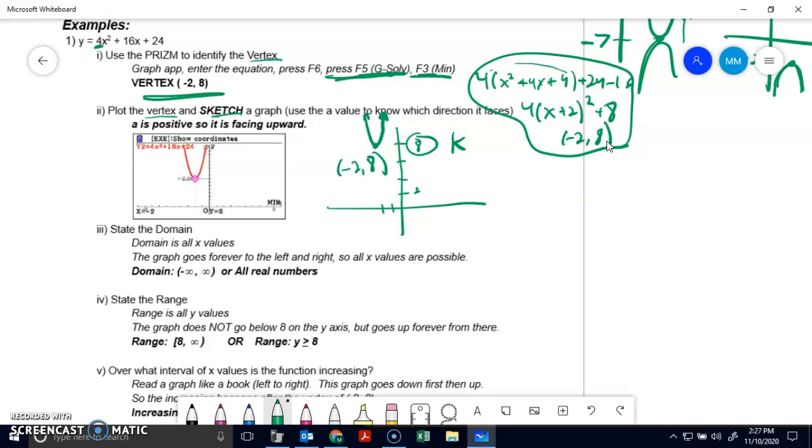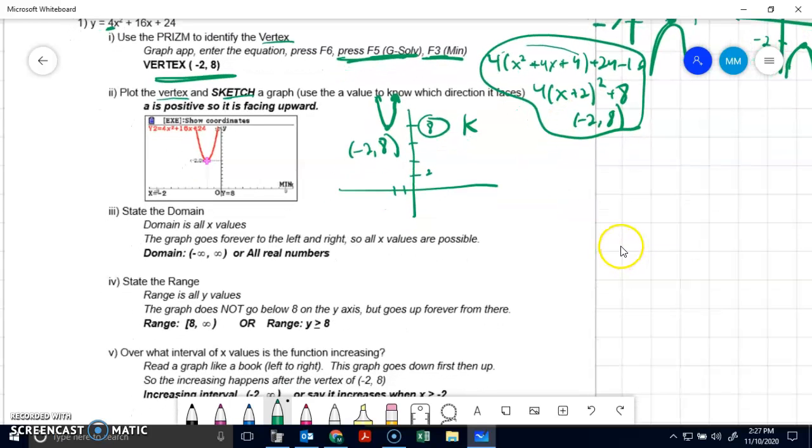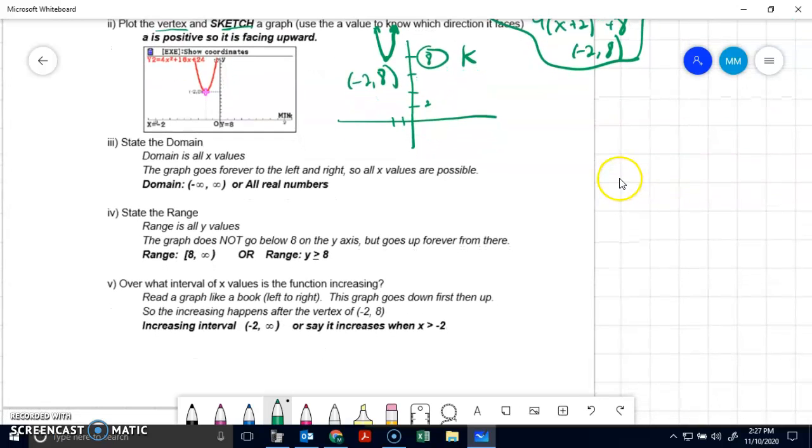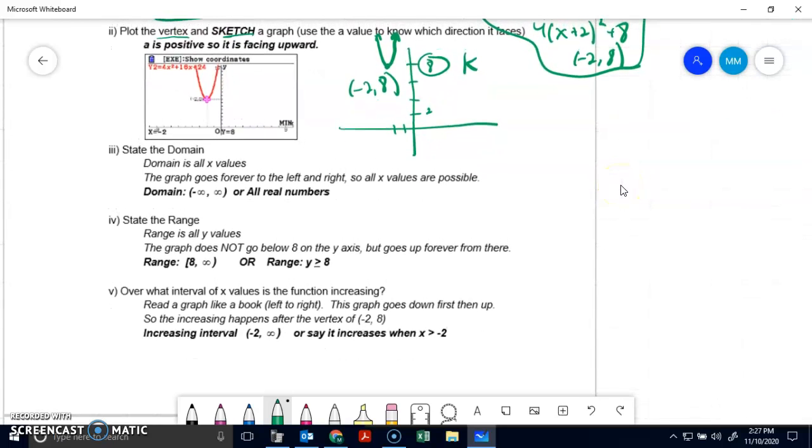Alright, so what we're going to do, we've sketched before. That's nothing new. But what we're going to do is we're going to find the domain, range, and increasing and decreasing intervals from that. So when I'm looking at, let me make this bigger. I think it helps to see the graph. Negative 2, 2, 4, 6, 8.